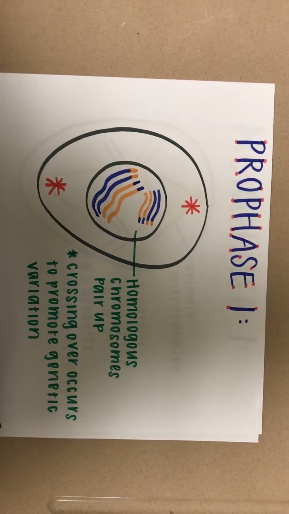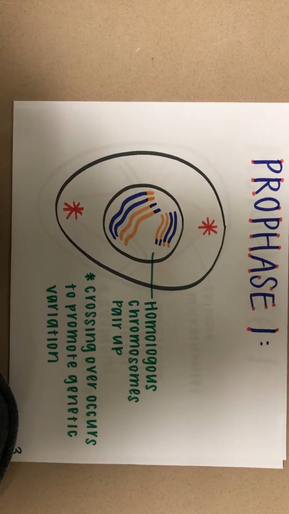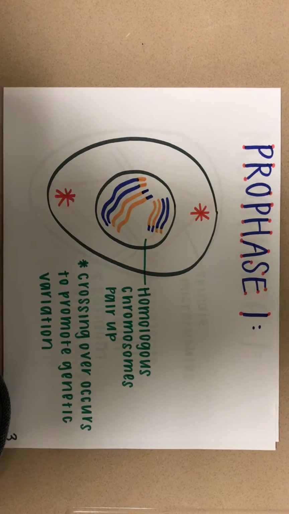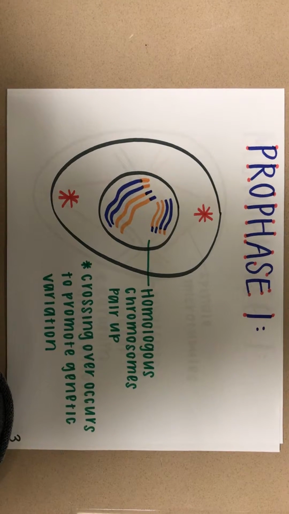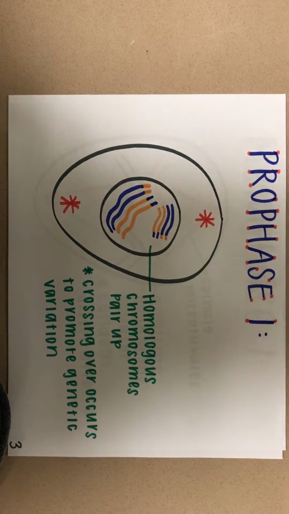The next phase is called prophase. In this phase, chromosomes become visible and synapsis occurs, which is the pairing process of 2 homologous chromosomes, forming the bivalent. Crossing over occurs to promote genetic variation, the nucleus disappears, and the meiotic spindle forms.